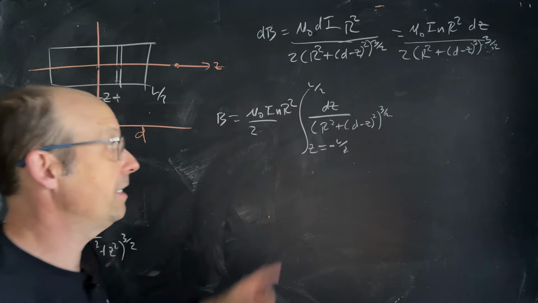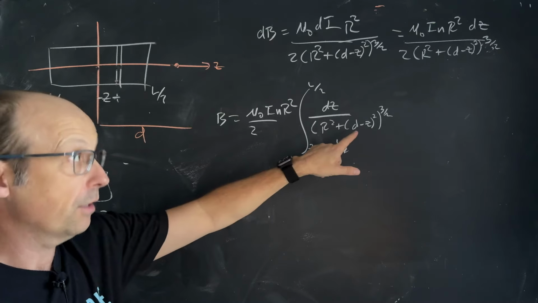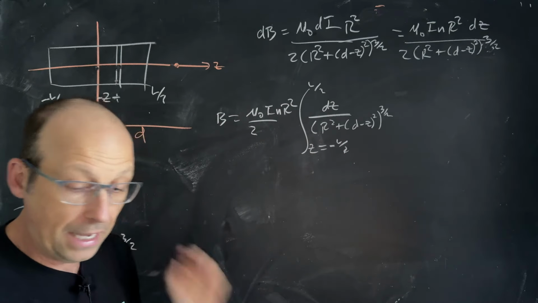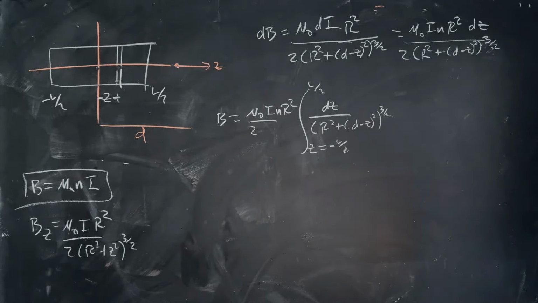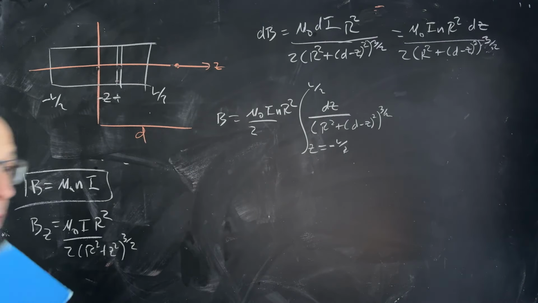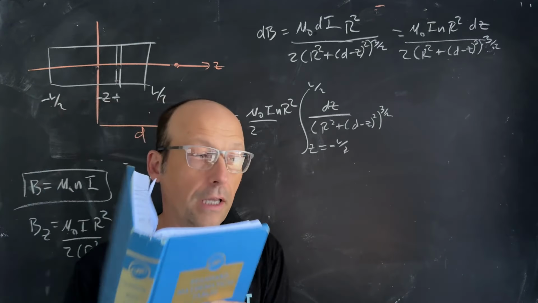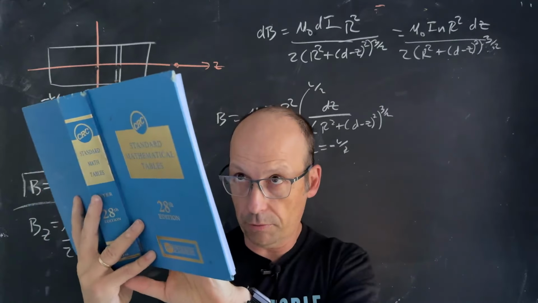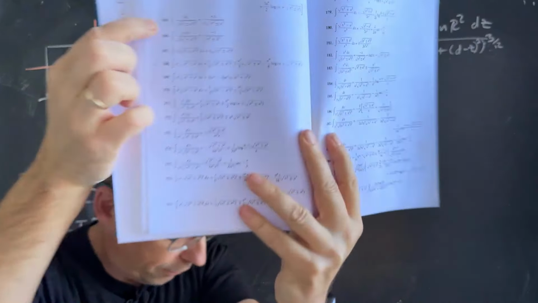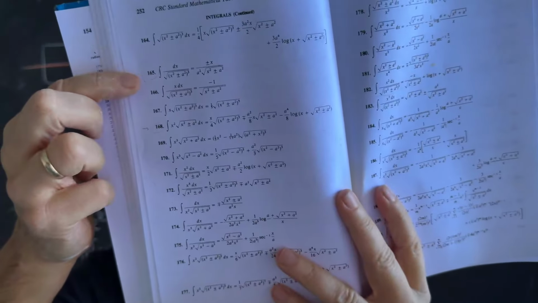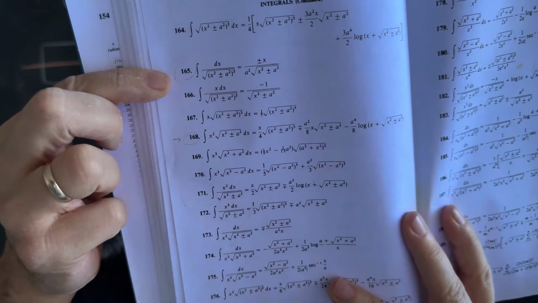Okay, and we actually did r squared plus z squared to the 3/2 before in a previous problem, and I said, oh, well, you've got to look that up in the integral table, and I left my integral table getting it. You can look this up however you like, but that's my CRC math tables handbook, and it has the math tables in there. We're looking at number 165 right there. Can you see it now?